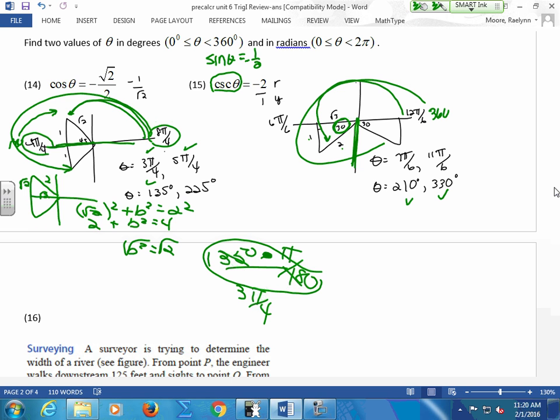30 goes into 180 6 times. So if this is pi, this is 6 over 6. This is 2 pi, this is 12 over 6. So again, 1 past the 6 is your 7. 1 before the 12 is your 11.